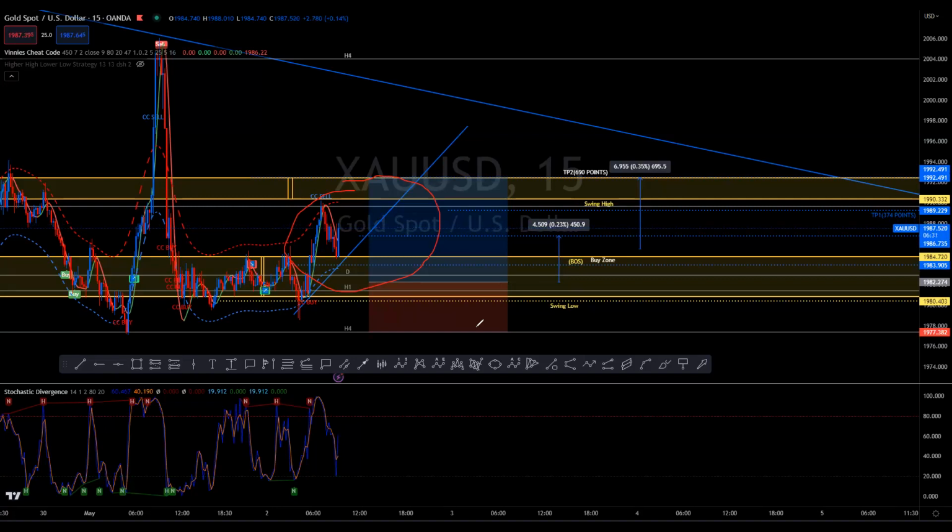So, pull back some more. Let's see. So I decided to jump out a little bit because it's kind of retracing back. So we'll wait for the 9:30 candle and see what's going on.